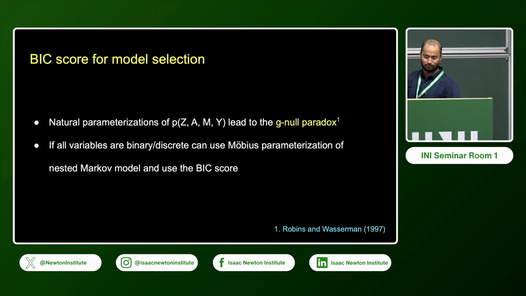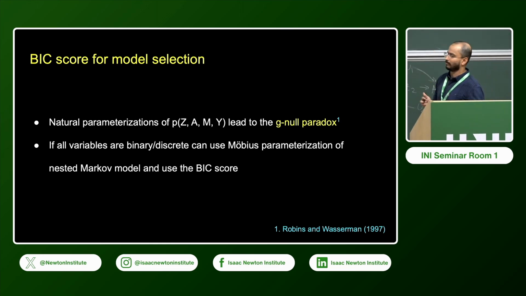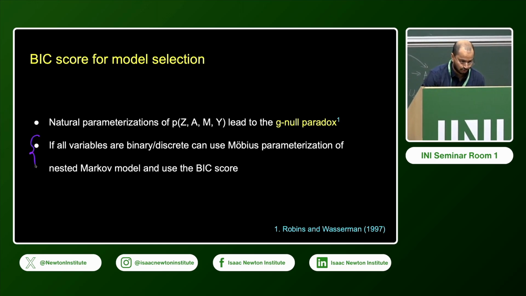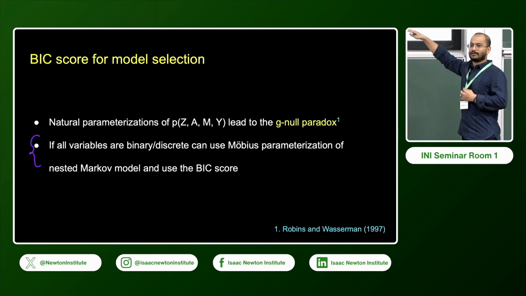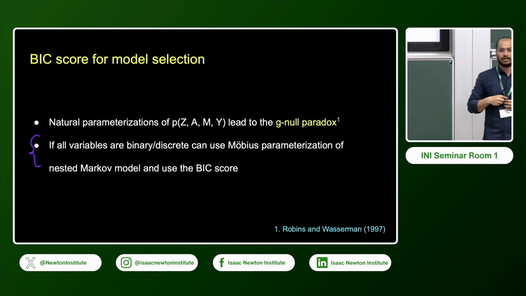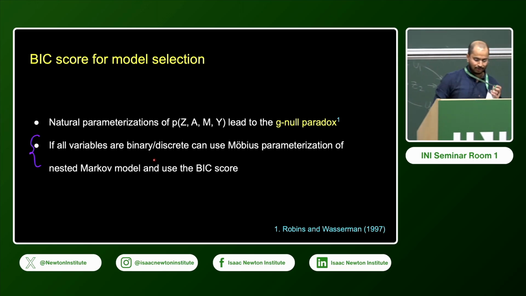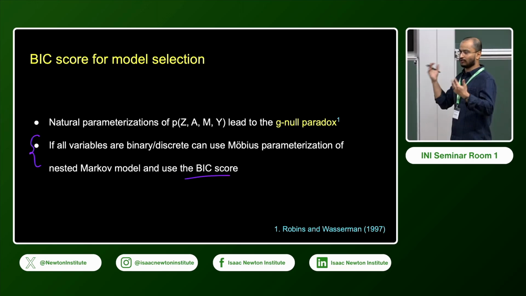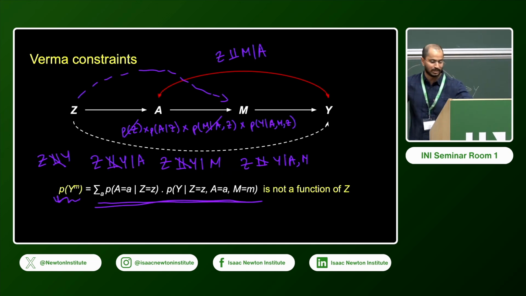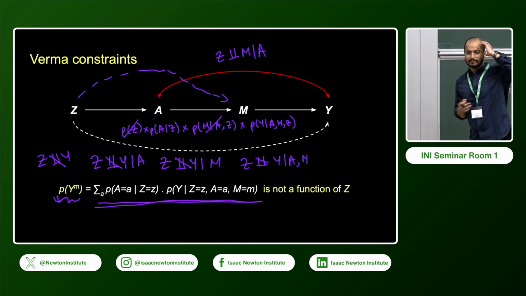What they said you should do is, well, actually, before I go there, what you could do, however, is use the Mobius parameterization of this graph. That captures all equality restrictions, and you can use the BIC score to adjudicate whether there should be a z to y edge or not.